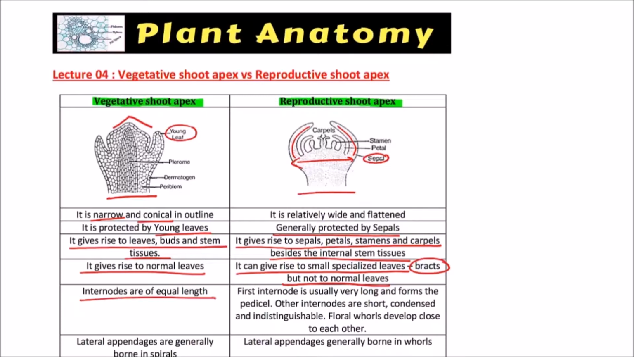In the vegetative shoot apex, the internodes are of equal length, but in the case of the reproductive shoot apex, the first internode is usually very long and it forms the pedicel. Other internodes are short, condensed and indistinguishable. Floral whorls develop close to each other.